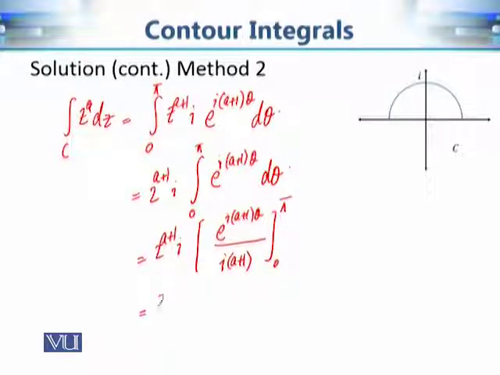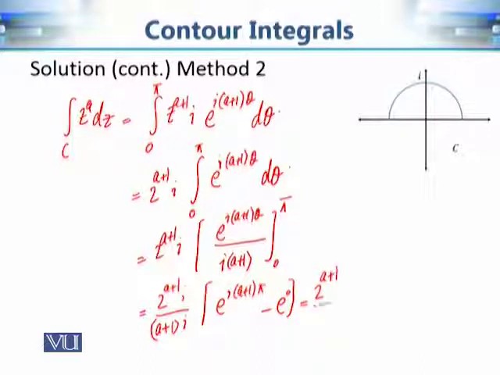So if we apply these limits, we are going to get 2 raised to power a plus 1 divided by a plus 1, iota iota, so e raised to power iota a plus 1 pi minus e raised to power 0. This is going to be equal to 2 raised to power a plus 1 divided by a plus 1 times e raised to power iota a plus 1 pi minus 1. Which is the same answer that we got in method 2.